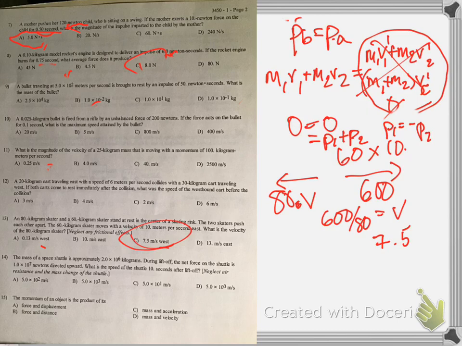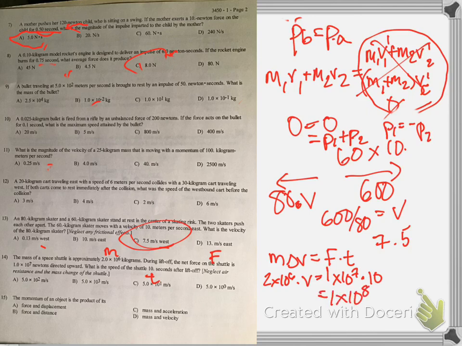The mass of a space shuttle is approximately, well, that's a big number, 2 times 10 to the 6th. So 2 million kilograms. During liftoff, the net force on the shuttle is that. So we have F, we have M. What is the speed of the shuttle? We have a T. Looks like we're in for another math fat. You want to know what the change in speed is given a force and a time. So 2 times 10 to the 6th times V equals 1 times 10 to the 7th times 10 seconds, which makes this side 1 times 10 to the 8th.